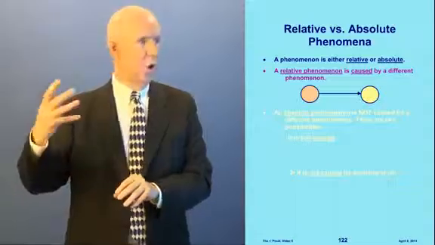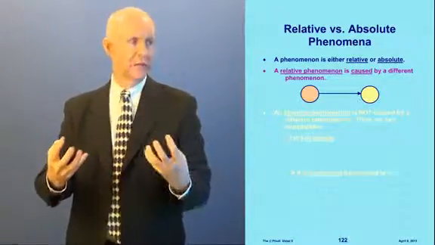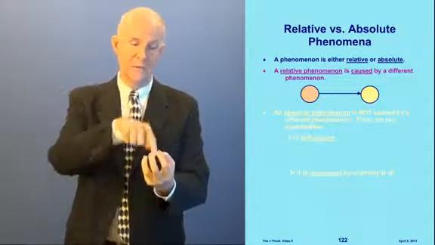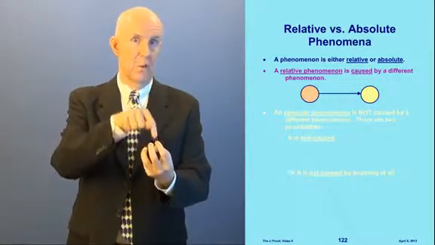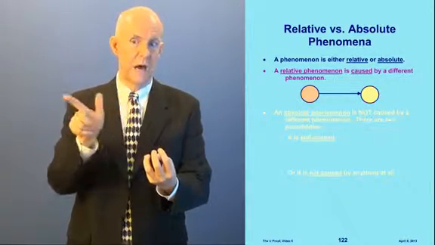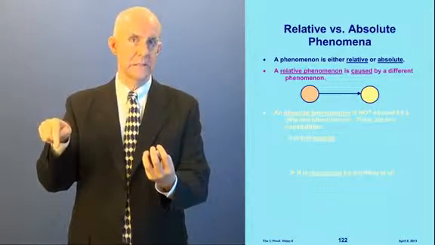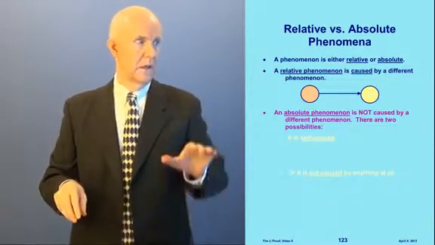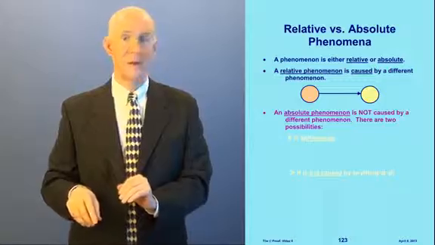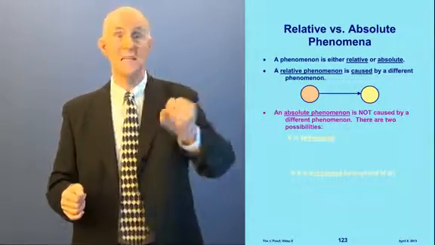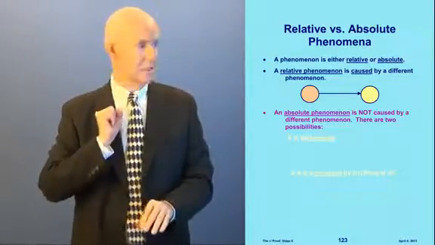See, now look at this here. I've got an orange circle here and a yellow circle here. They are different. They're not equal. This one causes that one. So this one over here, the yellow one, is a relative phenomenon because it was caused by something else, something different, something not equal to it. An absolute phenomenon is not caused by a different phenomenon. It's not like this.